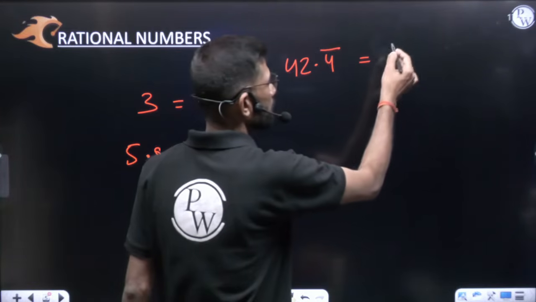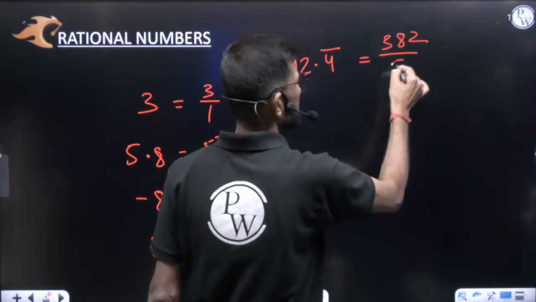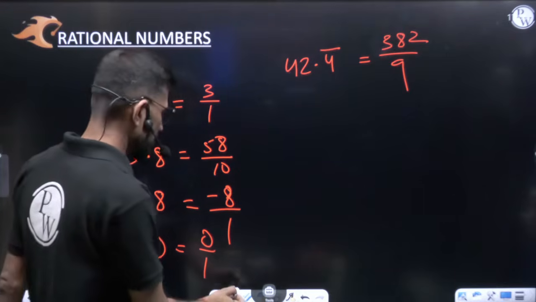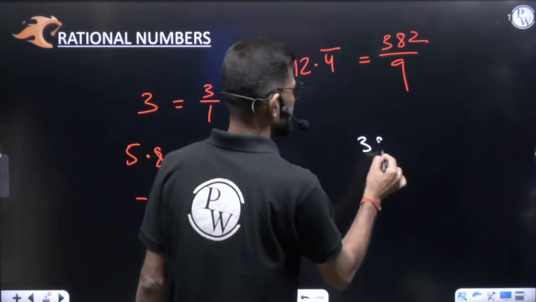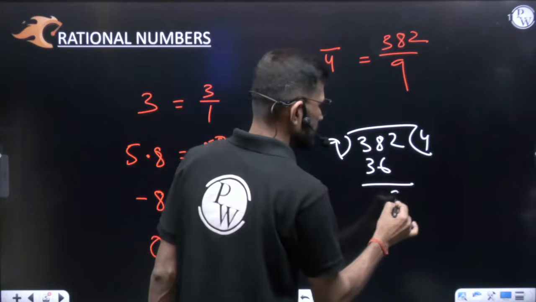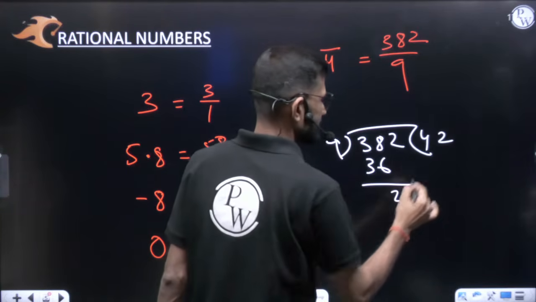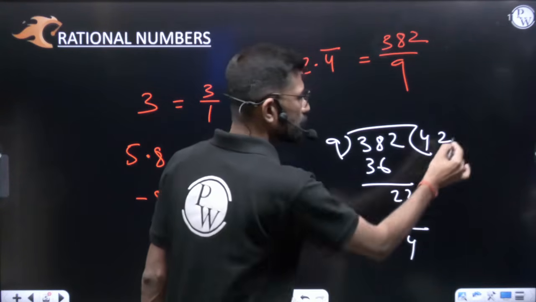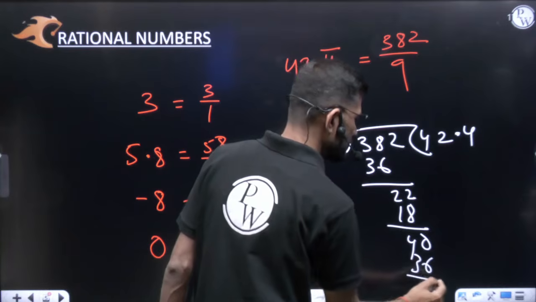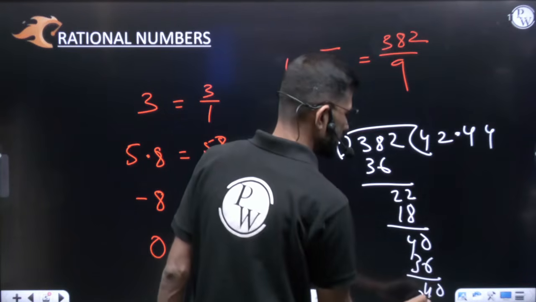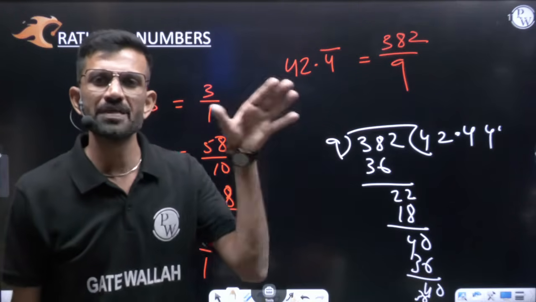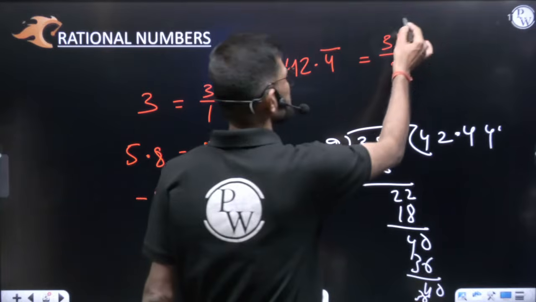It can be written in the form of p by q, that is 382 by 9. This is the p by q form of 42.4 bar. If you want, you can check it out. Let us divide 382 by 9. 9 fours, 36. Remainder 2. It becomes 22. 9 twos, 18. Remainder 4. If you keep the decimal here, it becomes 40. 9 fours, 36. Remainder 4. It becomes 40 again. 9 fours, 36.